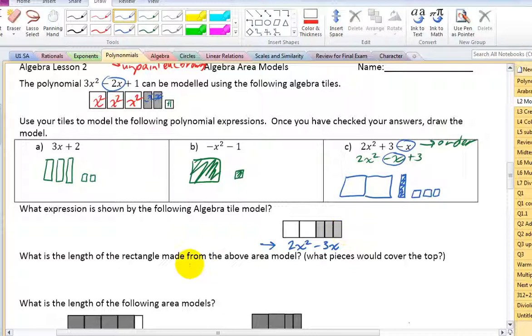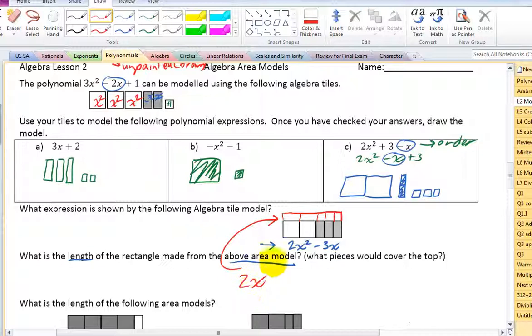Now what's the length of the rectangle made above the area model? So we're just talking length. So for this question, don't worry about positive and negative stuff, but what's going to fit over top of it and match up perfectly with the lines? Oh, what is it? How many X's?